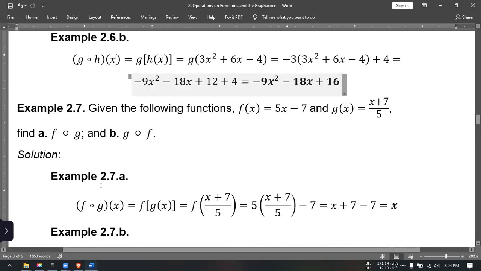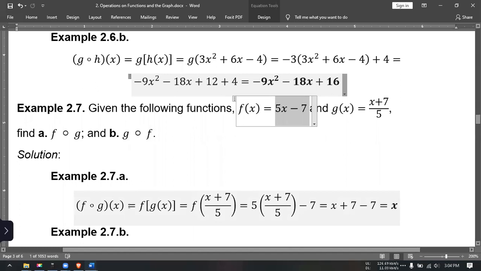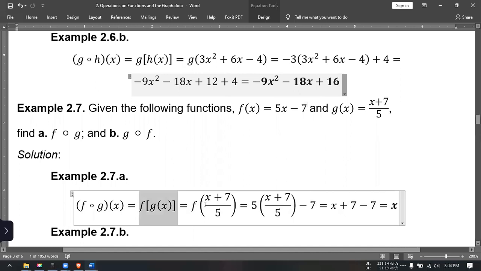Okay, next, given the following functions, 5x minus 7 and x plus 7 over 5, find F circle G, G circle F. So this is our solution. F of G of x will use the function G to replace every x variable in F. So we have this line: 5x minus 7, where x this time is x plus 7 over 5.